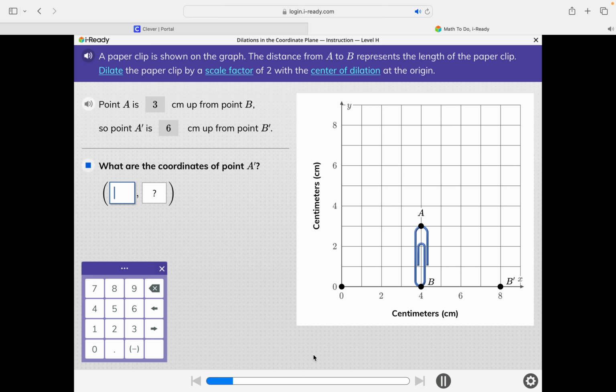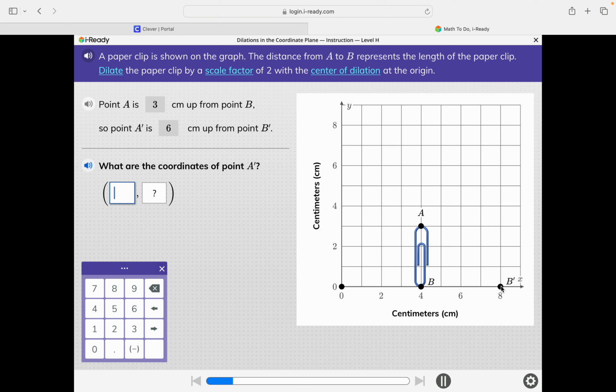What are the coordinates of point A prime? So A prime will be what? You have to move up to where? B prime stays there. Now we have to find the A prime. Go where? I have to go to the 6.